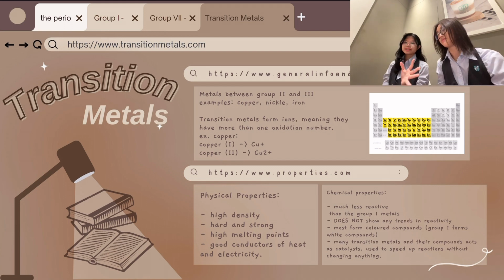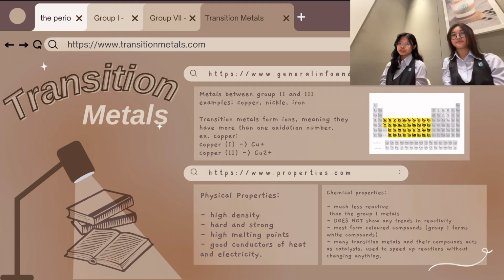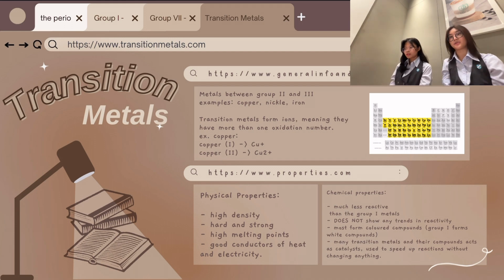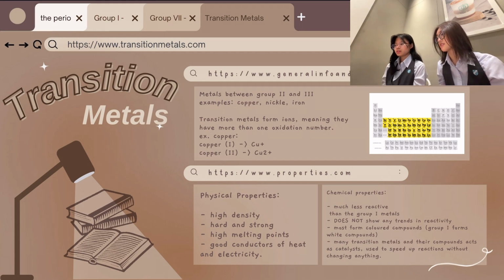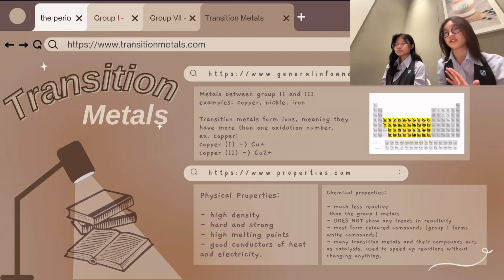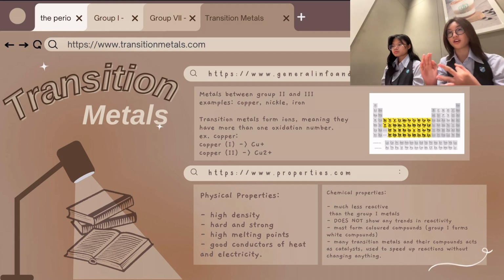Basically, there are no specific trends in transition metals for their valence electrons and for the charges they make, like the oxidation number. And also their physical properties: they're high in density, hard and strong, with high melting points and good conduction of heat and electricity. So if you notice, there are a lot of vehicles such as airplanes and cars made with transition metals such as iron, nickel, and copper.